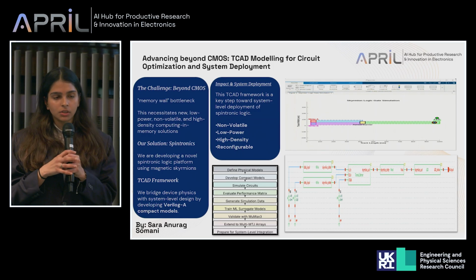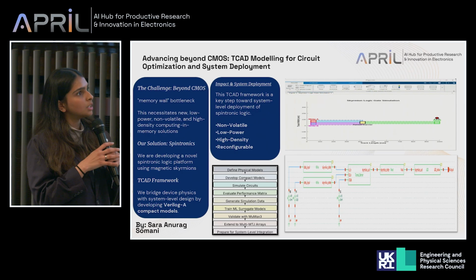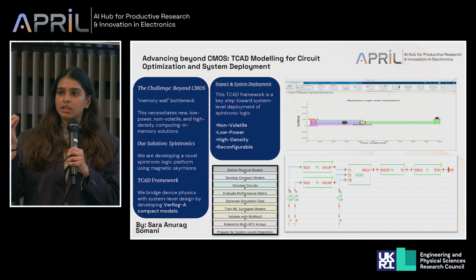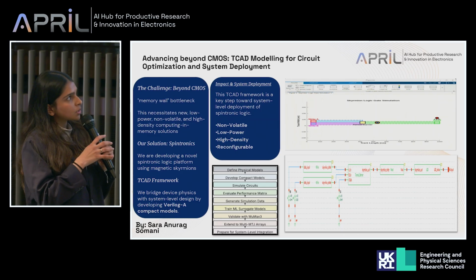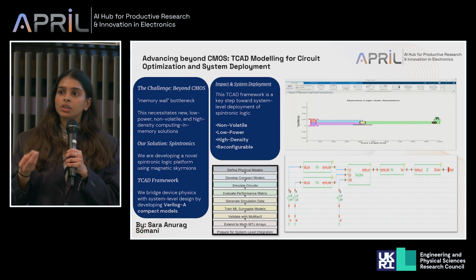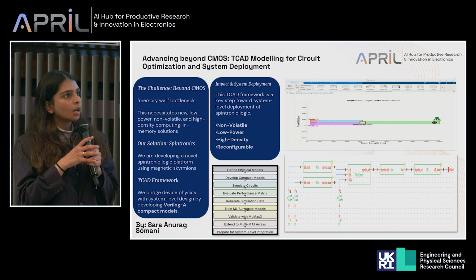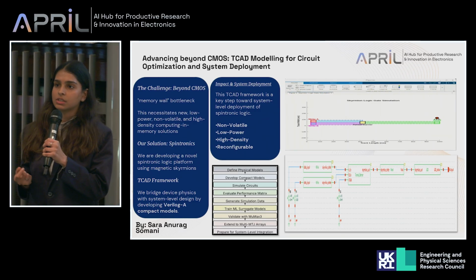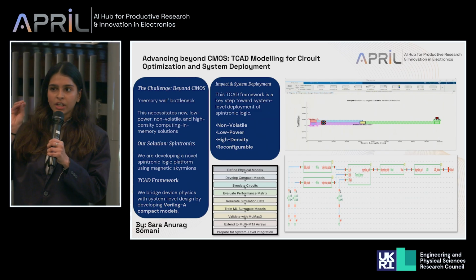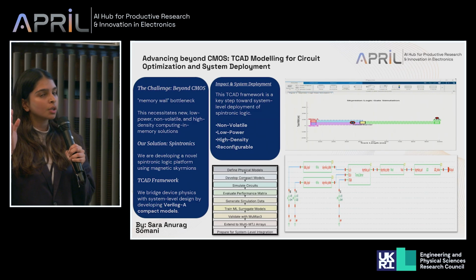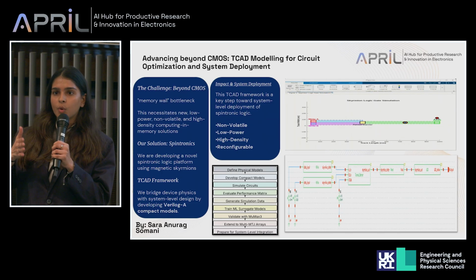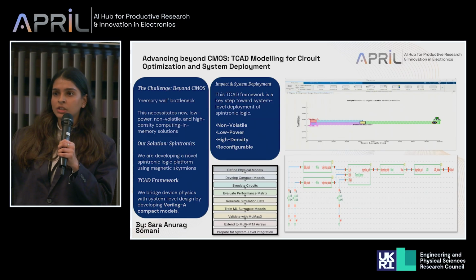MTJs, also known as magnetic tunnel junctions, are the next generation non-volatile memory because of qualities such as fast processing and quick switching speed. With that, we're also integrating Skyrmions. Skyrmions are essentially topologically protected. They have really good advantages: they're ultra small, which means they're nanometer size, they're very quick to move, and very stable.